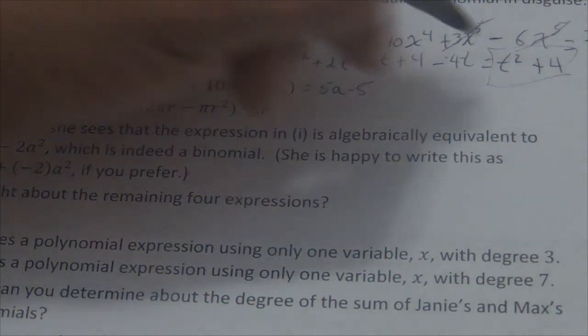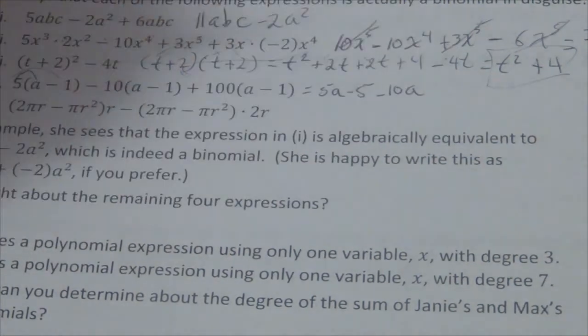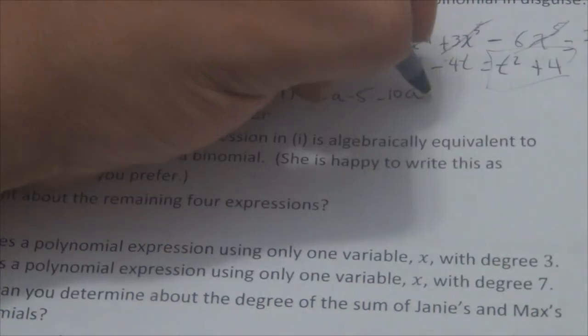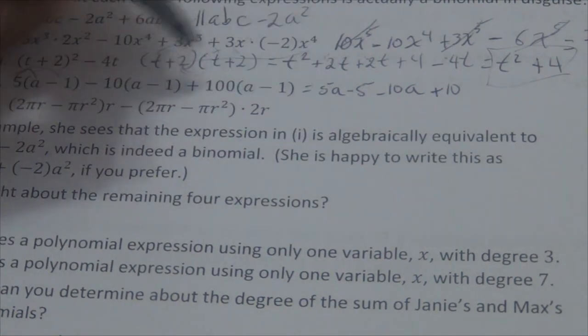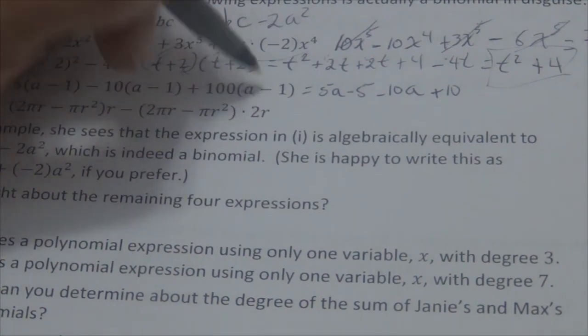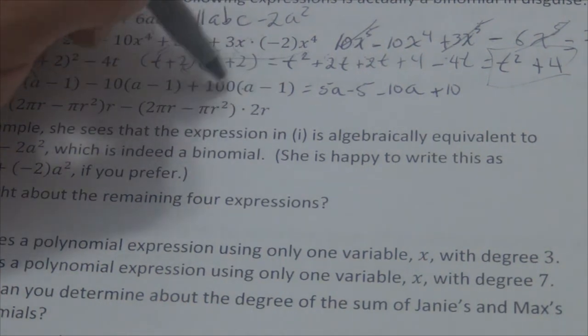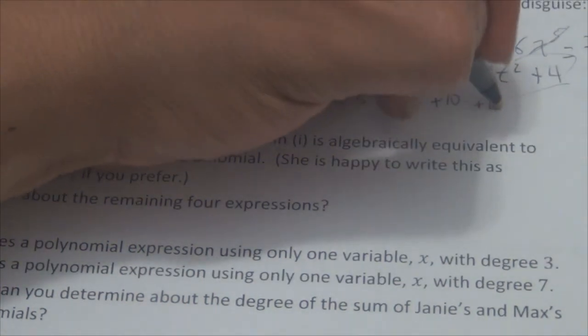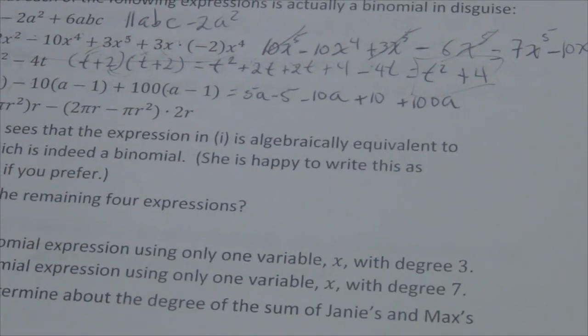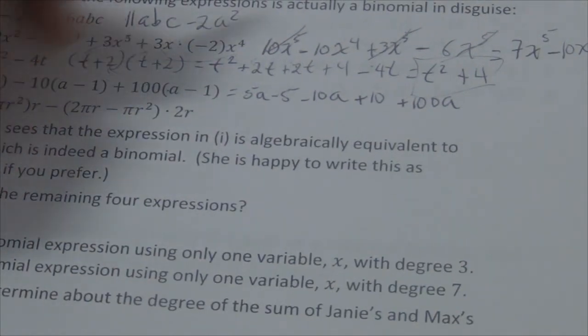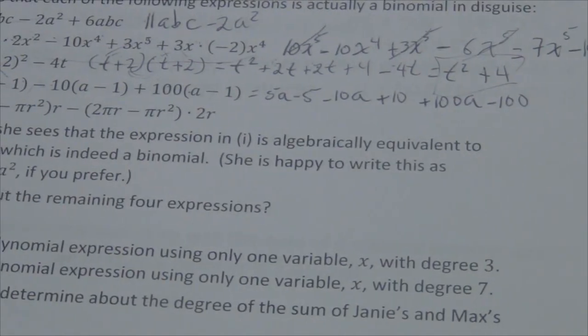And now we gotta use the distributive property over here. -10 times a is -10a. And then -10 times -1 is +10. Negative times negative is positive. Plus 100 times a minus 1. Positive 100 times a is positive 100a. Then we have positive 100 times -1 is -100. And now, my friends, you're going to add the like terms.